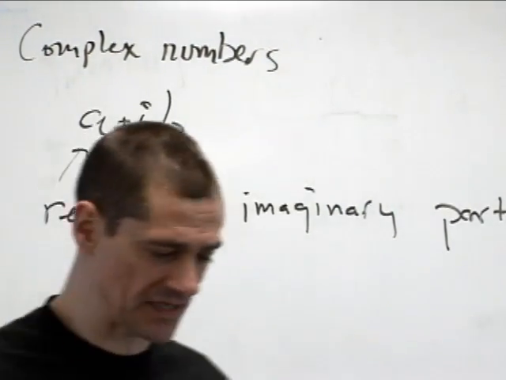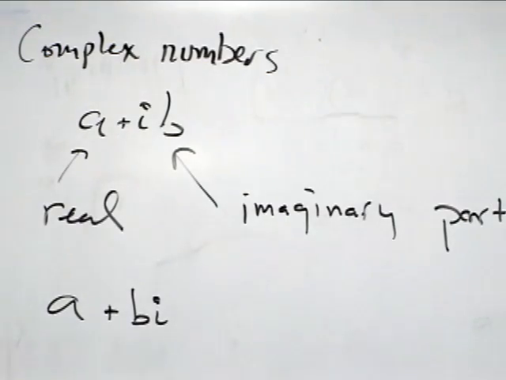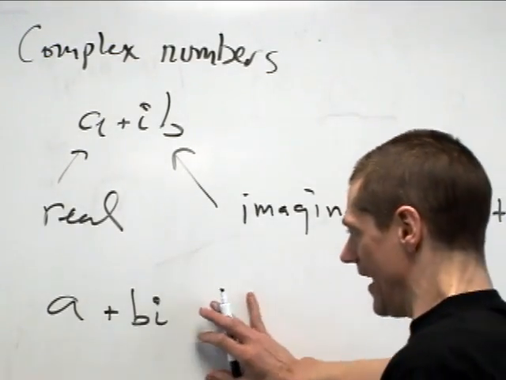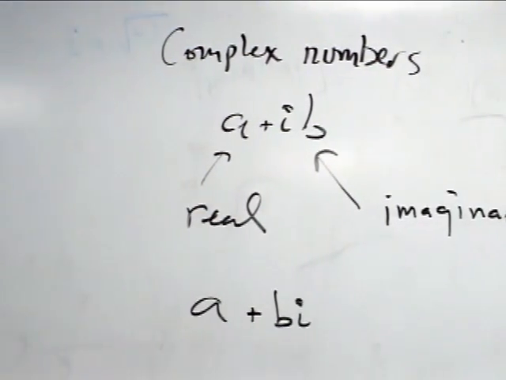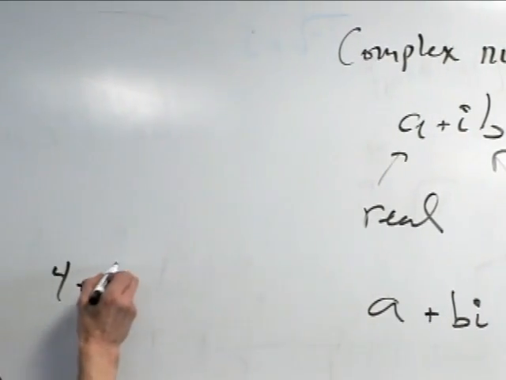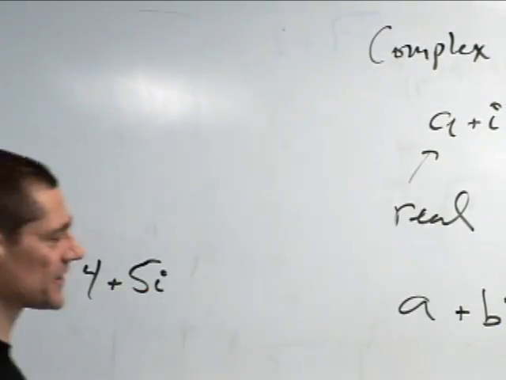I've actually seen instructors be very specific about which way that you write these, but here's the deal. Complex numbers are written like this, and we'll give you an example: 4 plus 5i. Incidentally, this is a complex number.